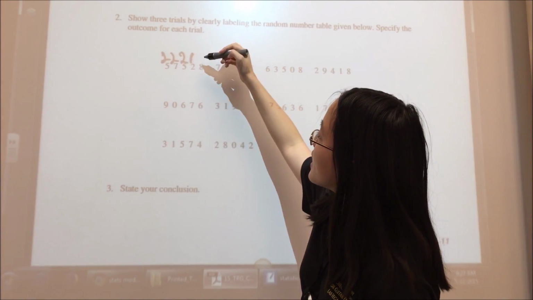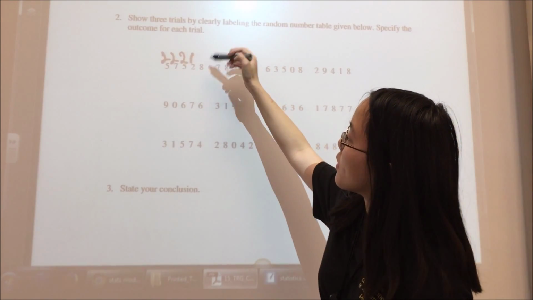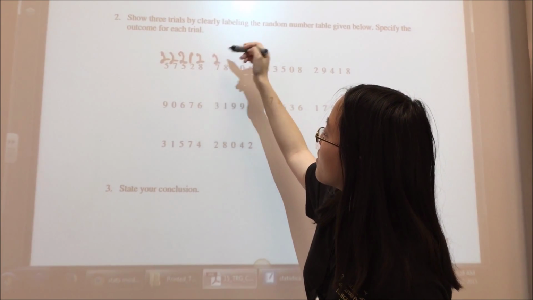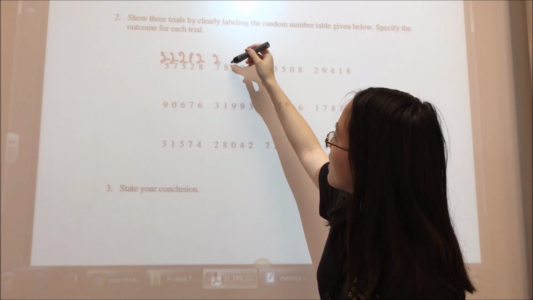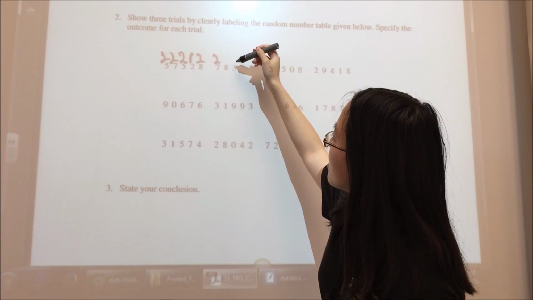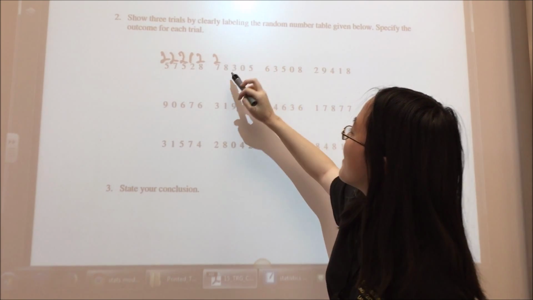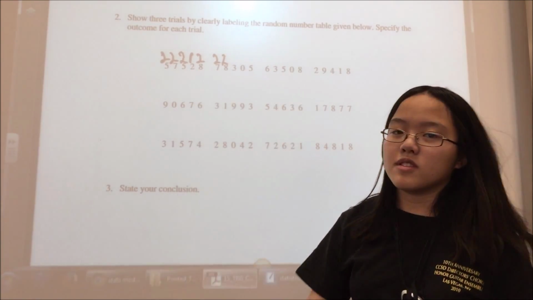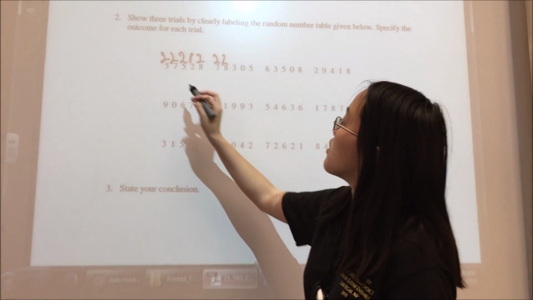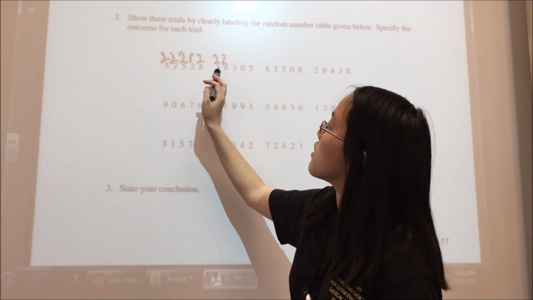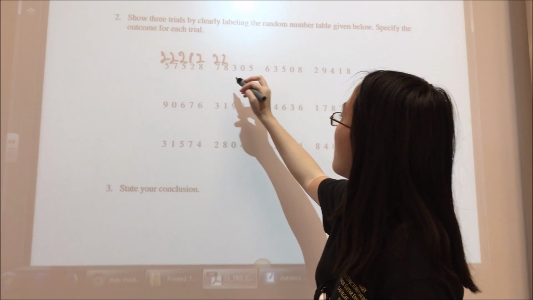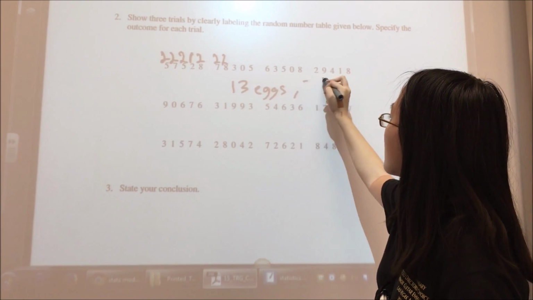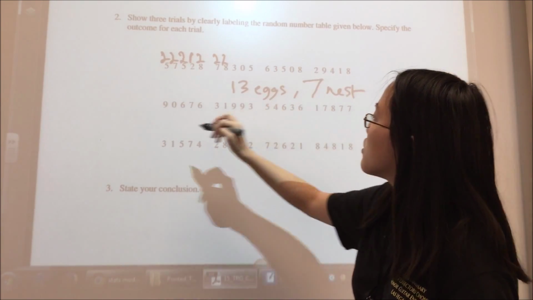So 8, so far we have 7, so 8 would be another 2. 7 would be another 2. So now we have 11. And 8 would be another 2, so now we have 13. Since we have 13 now, we can stop. If we count how many nests are here, there are 7 nests that we visited. So we gathered 13 eggs from 7 nests. That's the first trial. This is trial number 1.